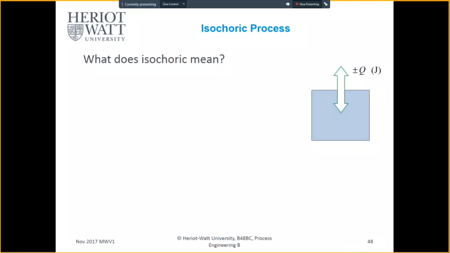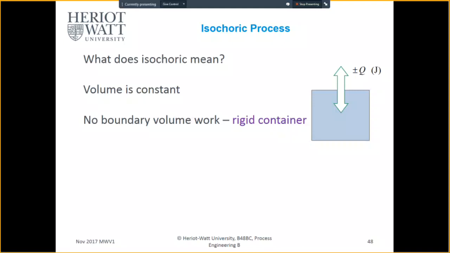Isochoric process. What does isochoric mean? Can I get one loud answer? Anyone? We've covered constant pressure, we've covered constant temperature. What's left? Thank you. Volume is constant. So there's no boundary work. We've done the question yesterday in this.